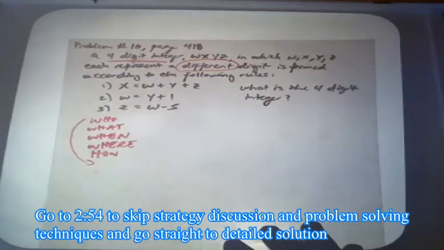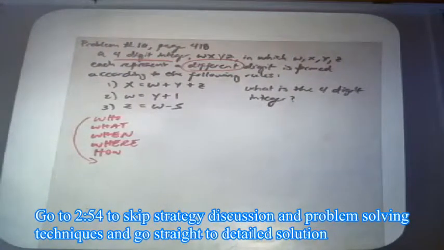All right, problem number 16, page 418 says a 4-digit integer wxyz, in which w, x, y, and z each represent a different digit, is formed according to the following rules. So we're given the rules there on the left, and the problem asks, what is the 4-digit integer?